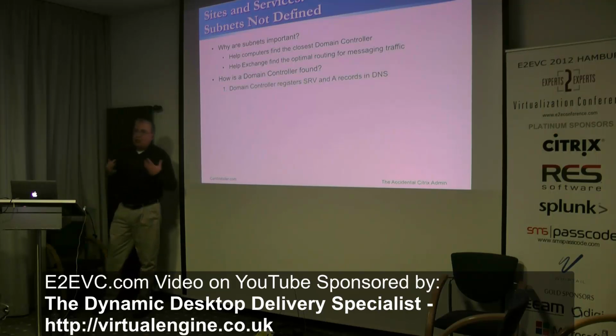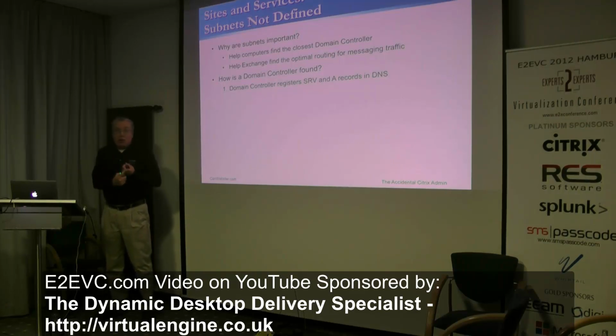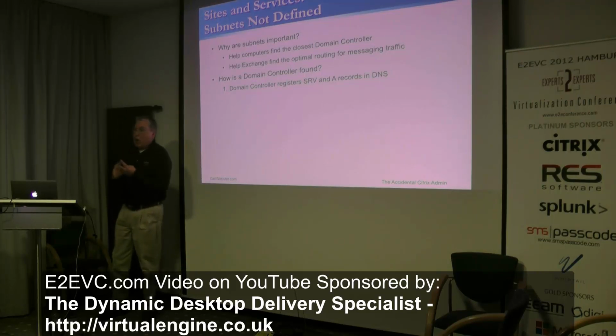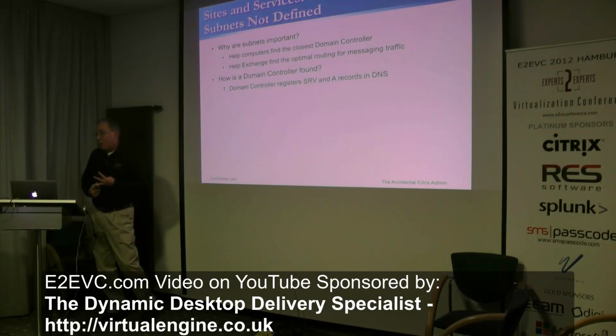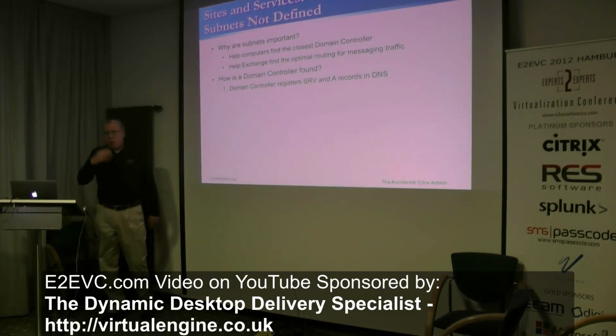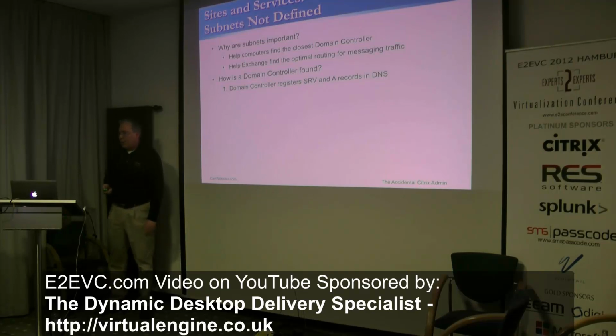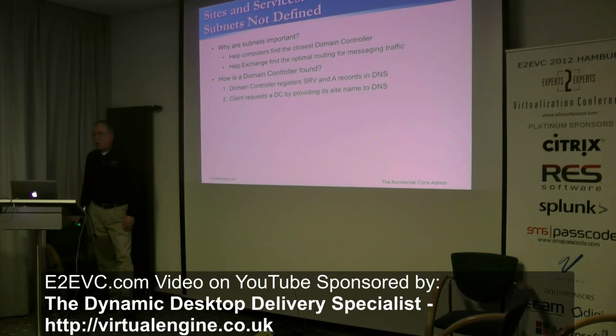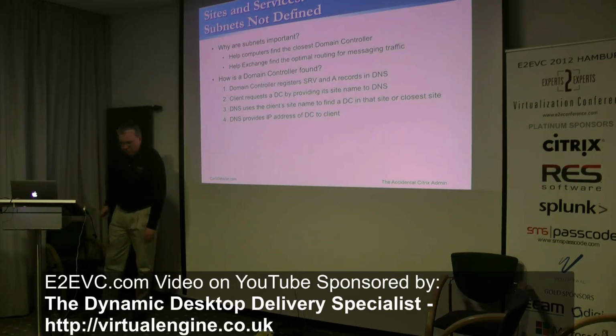So a domain controller registers its SRV and A records. The SRV records are going to be things like, I'm LDAP, I handle LDAP, and here's my port. I handle Kerberos, and here's the port for Kerberos. I'm a global catalog server, and here's the port for my global catalog server, and so on and so forth, for Exchange and SharePoint and all that stuff. And then the A record is its IP address. Then the client's going to request a domain controller by providing its site name to DNS. Then DNS is going to use the client's site name to find a DC in that site or the closest site. And then DNS will then provide the IP address of the DC to the client.